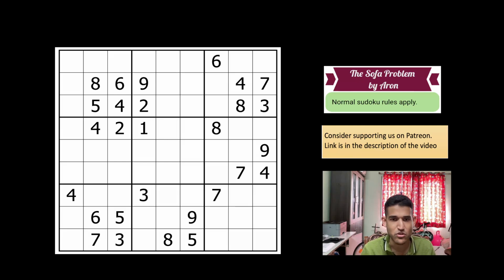So let us start the Sudoku by Aron. Classic rules apply. Each row, each column, and 3x3 box in the grid has digits 1 to 9 without any repetitions. So let us start the Sudoku now.